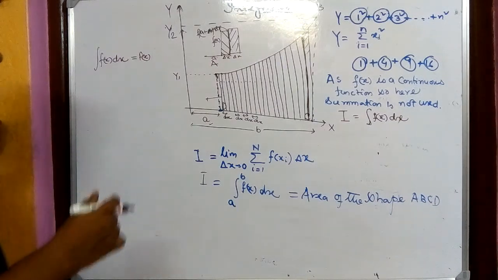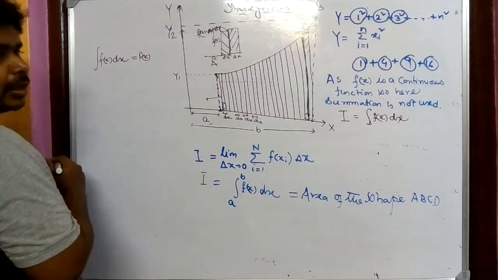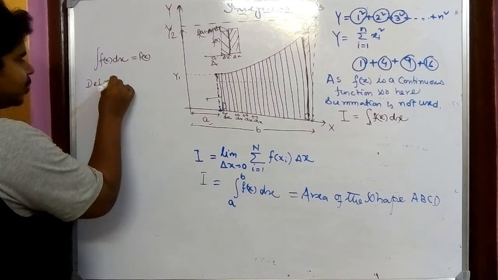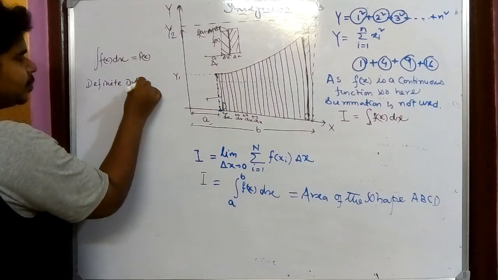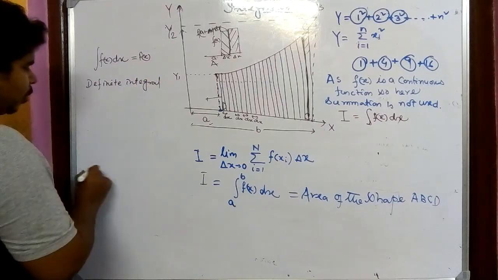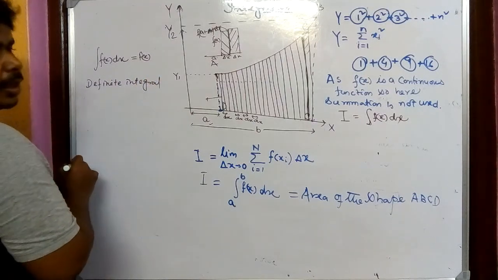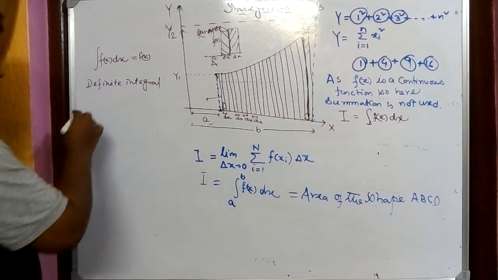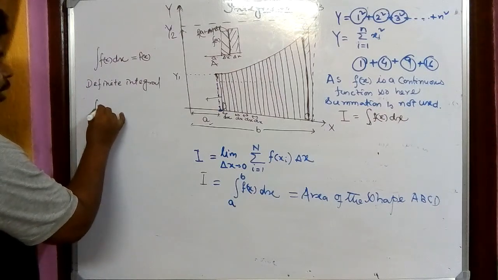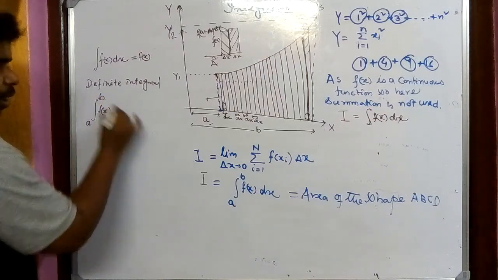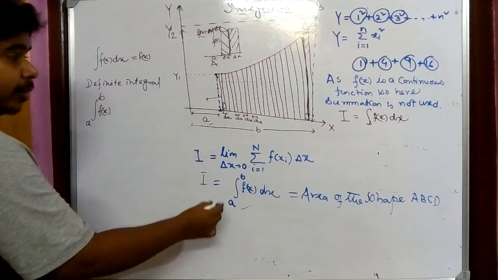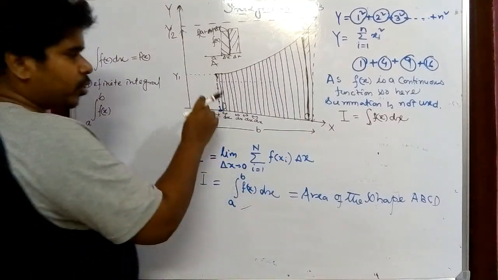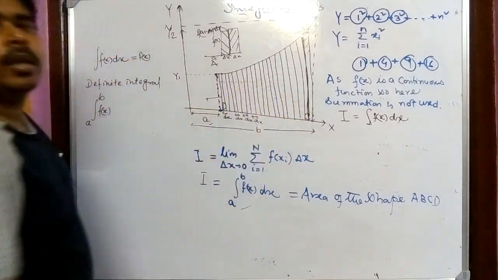From here, we can say that there are two types of integrals. One is known as definite integral and another one is known as indefinite integral. So what is a definite integral? Now in an integration, if we have certain limits, just like a to b we have given here. Limit means we have given the boundary of the area, that you have to start from A and end at B.